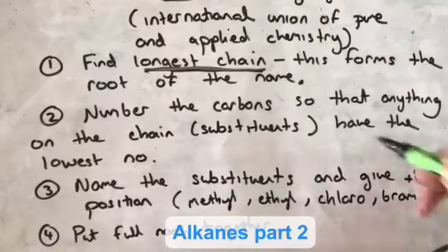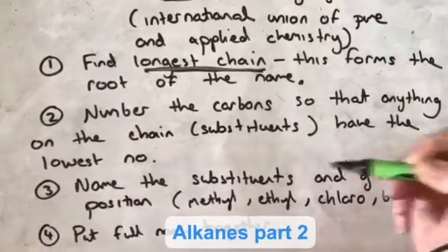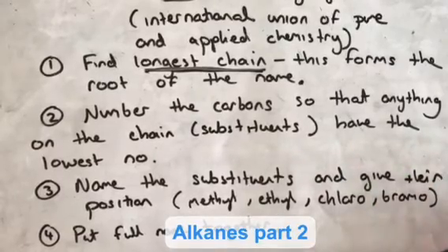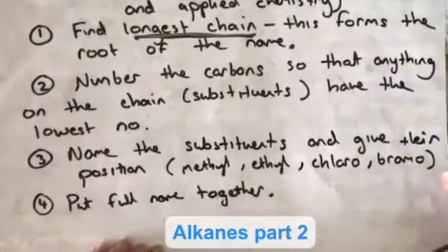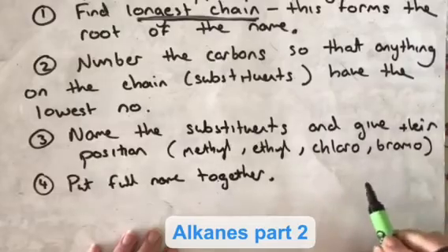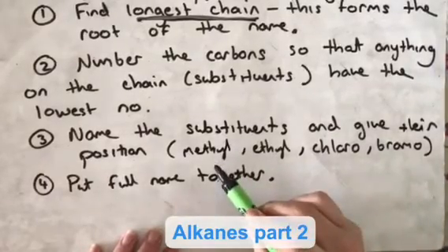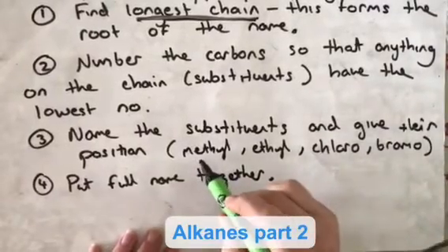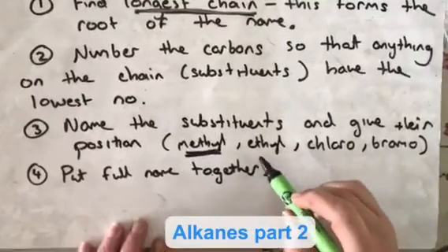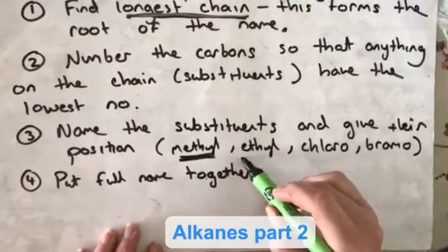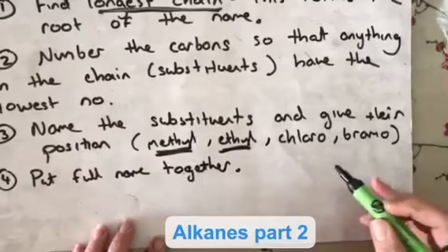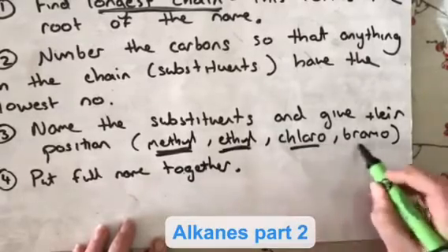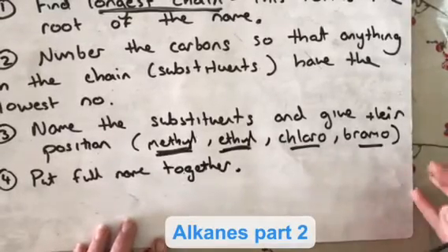So we'll have to number the carbons based on the direction so that the substituents have the lowest number. We'll practice that in a second. Then you name the substituents present. If there's a CH3 branch on the alkane, it's called methyl. If there's a CH2 branch on the chain, there's an ethyl. If there's a chlorine or a bromine or a fluorine, there'll be chloro, bromo, fluoro, and so on.